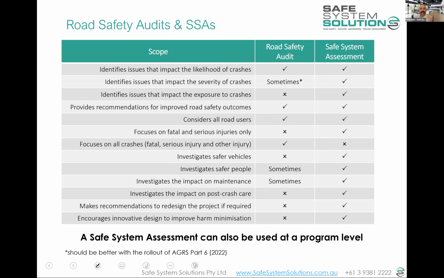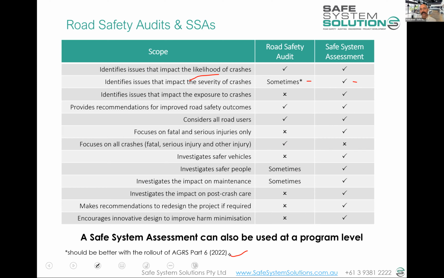And if we look then and compare the two, and we'll show the other fact sheet that we've done on this, because it brings up quite a number of interesting points. Both methodologies do a good job of identifying likelihood of crash. And severity of crash is really well looked at in safe system assessments, and sometimes well looked at in road safety audits, which, as I say down here, it should be better in the 2022 version, but it takes a while for that to roll out and filter into industry and people start using it.